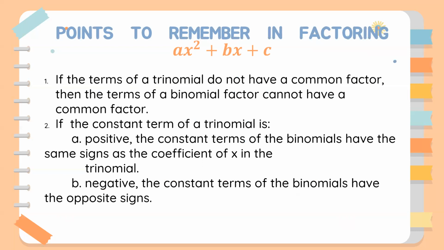Second, if the constant term of a trinomial is positive, the constant terms of the binomials have the same signs as the coefficient of x in the trinomial. Thirdly, if the constant term of a trinomial is negative, the constant terms of the binomials have opposite signs. Okay, so yan yung mga points na kailangan nating alalahanin in factoring ax squared plus bx plus c.